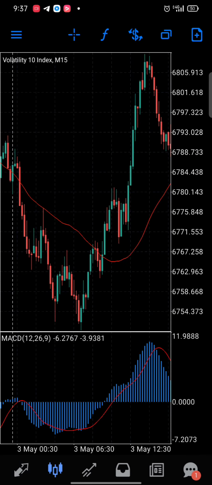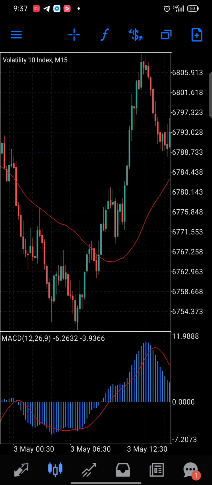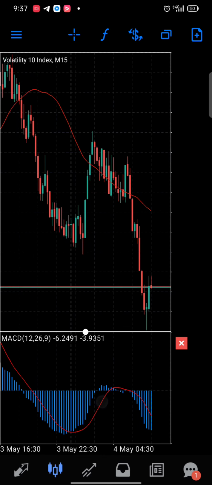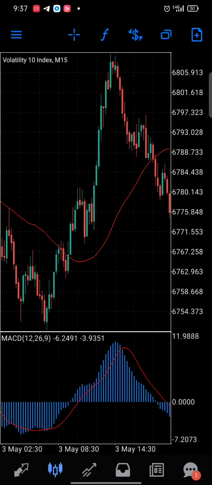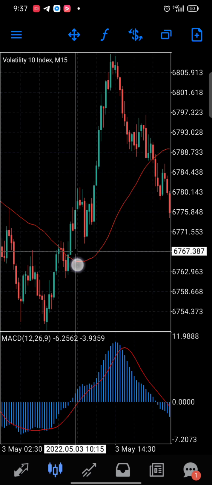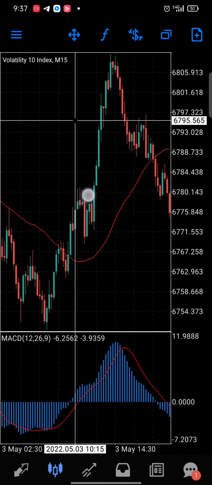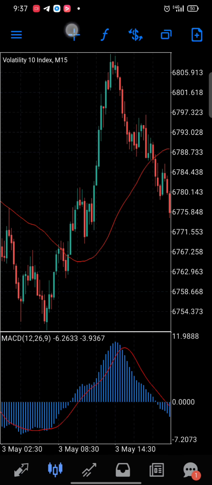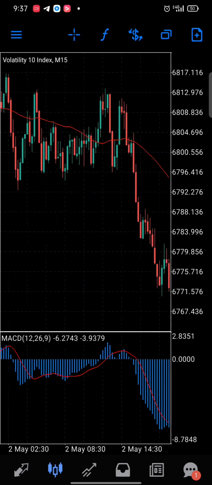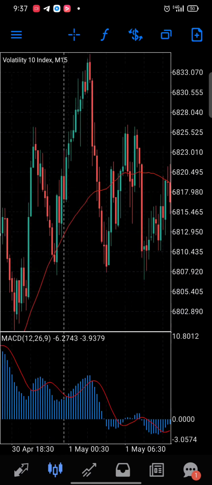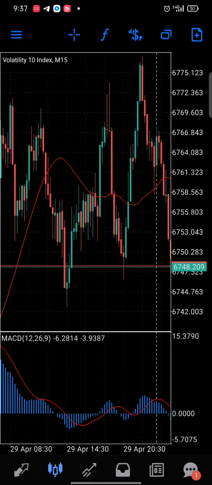How do you place a buy? You place a buy when the moving average crosses below the chart and the MACD starts climbing above the zero level. You can see at this point, it started climbing above the zero level and it crossed below. It indicates a buy. This is for volatility 10 index, and you can see it's working, guys, really working.